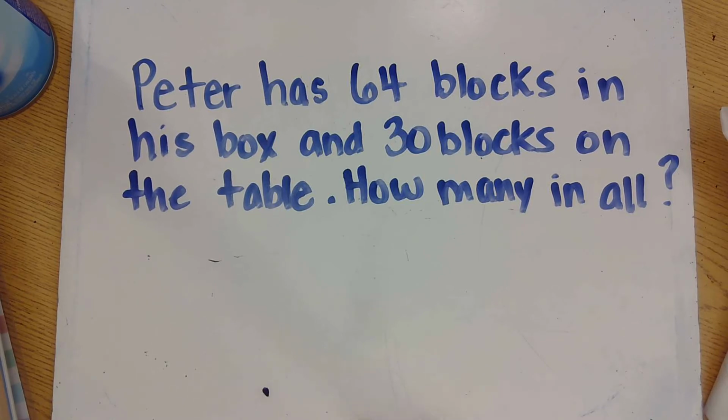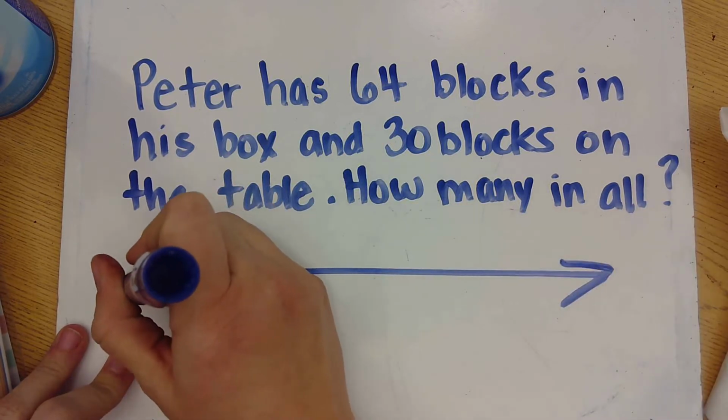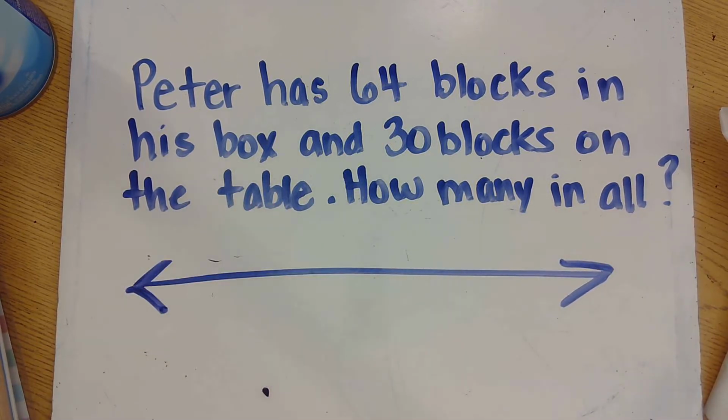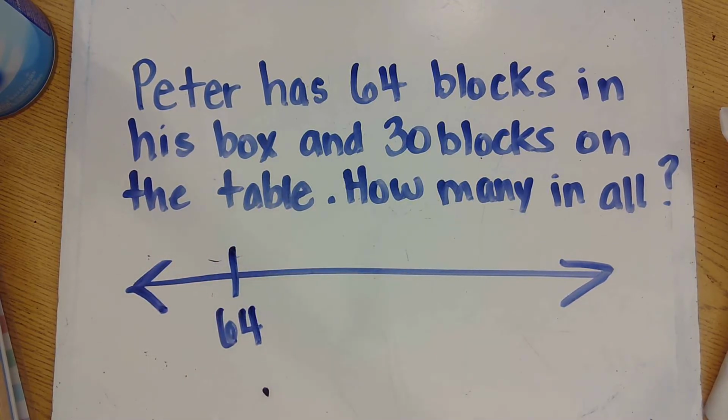Okay, here is a problem that is different but is very similar to the last one you just saw. Peter has 64 blocks in his box and 30 blocks on the table. How many in all? So what I'm going to do is I'm going to use that open number line tool. I'm going to say that he has 64 blocks in his box, and then he has 30 on the table.